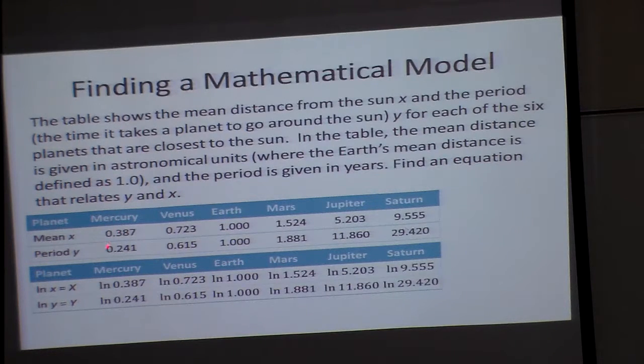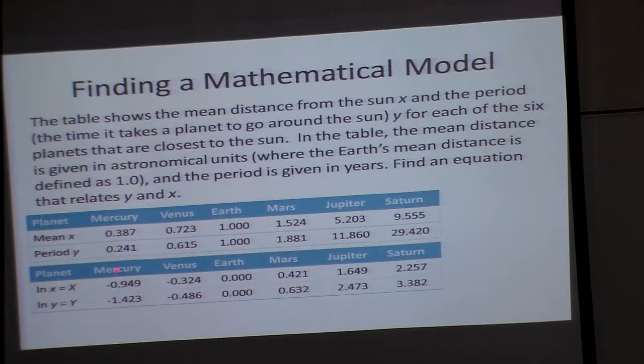Meaning, I'm going to take the natural log of 0.387 and the natural log of 0.241, and you can see all those. And if I take the natural logs, this is what I get. And the reason these are negative is because they are less than 1. Because the only way you can get that is, remember, if your exponent's negative, it'll be less than 1. And here, these are all positive because they're greater than 1. And these are 0, because remember, anything to the 0 power is always 1.